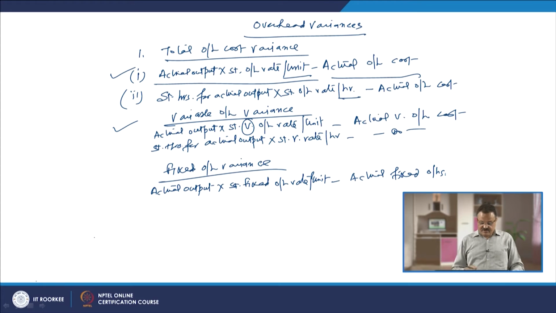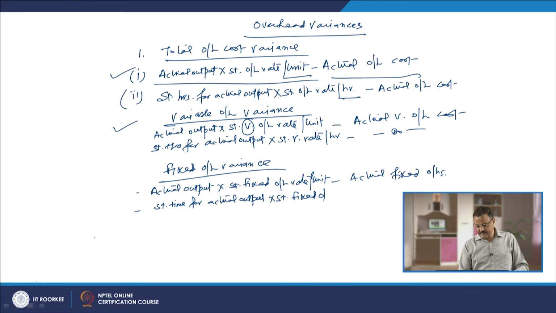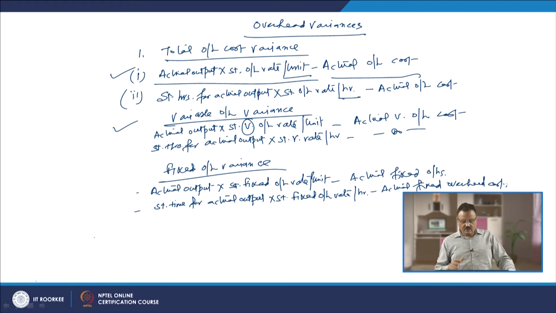The second one is if it has to be calculated in relation to the labor, then the first component will be standard time for actual output into standard fixed overhead rate per hour, minus, the other part will remain the same, actual fixed overhead cost.